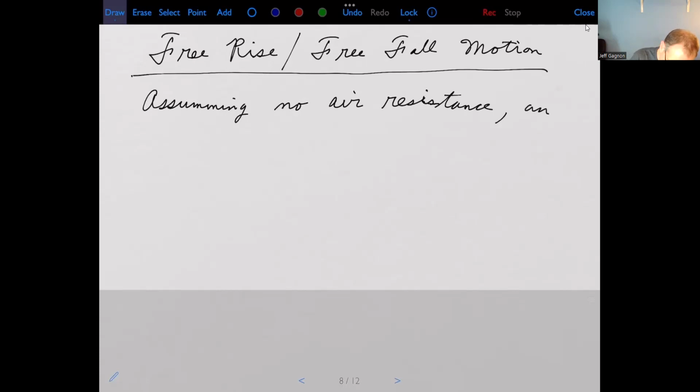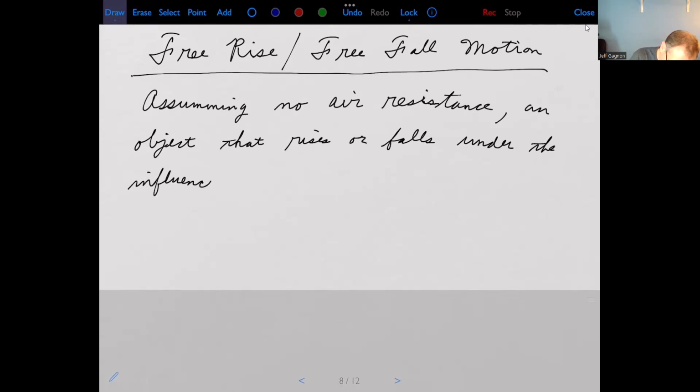An object that rises or falls under the influence of gravity, and we should really say near the Earth's surface. Okay, this is just if it's near the Earth's surface. If you're way up, a mountain's not going to mean much, but if you were like way up in the atmosphere, this would not apply. So we're assuming like right near the Earth's surface.